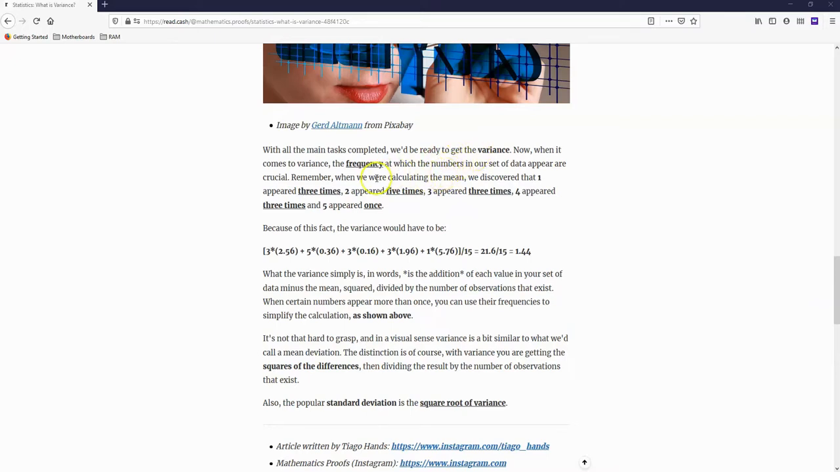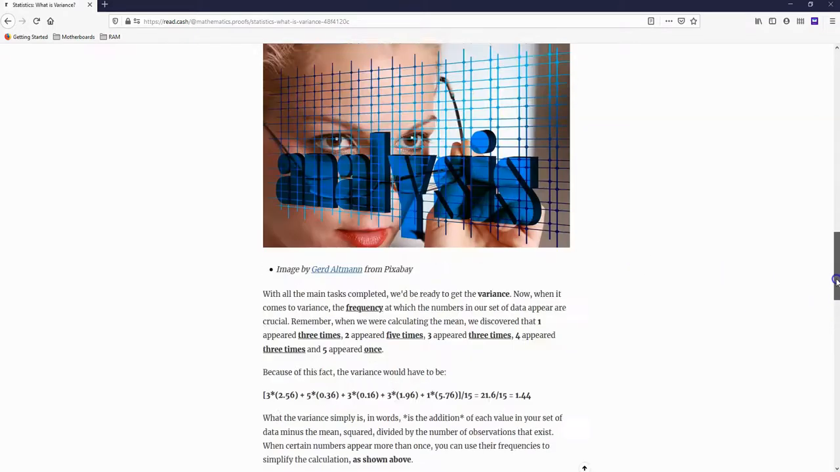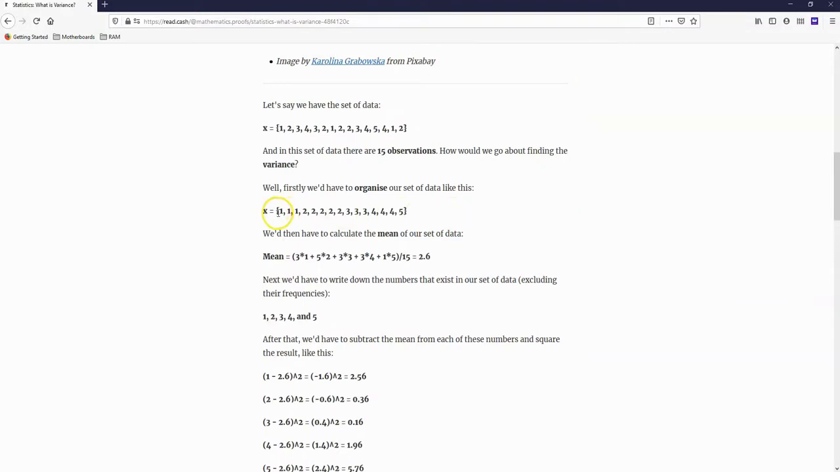Now when it comes to variance, the frequency at which the numbers in our set of data appear are crucial. Remember, when we were calculating the mean, we discovered that 1 appeared 3 times, 2 appeared 5 times, 3 appeared 3 times, 4 appeared 3 times, and 5 appeared once. So let's look at the data again. 1 appeared 3 times, 2 appeared 5 times, 3 appeared 3 times, 4 appeared 3 times, and 5 appeared once.